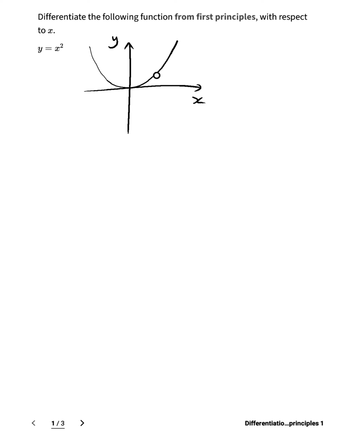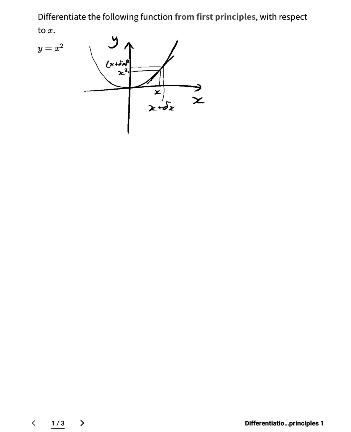And when you differentiate, you're basically trying to find the gradient at a certain point. So it's the gradient of the tangent to the curve at a given point. So the point we're going to choose here is x. So when x is x, then y is going to be equal to x squared. And when x is slightly bigger, just x plus a tiny little delta x, then at that point, y is going to be equal to x plus delta x all squared.